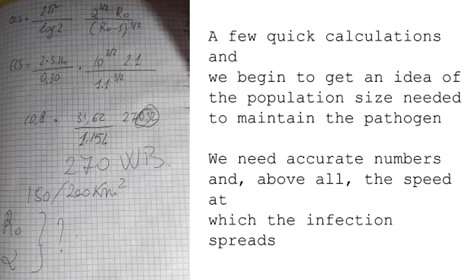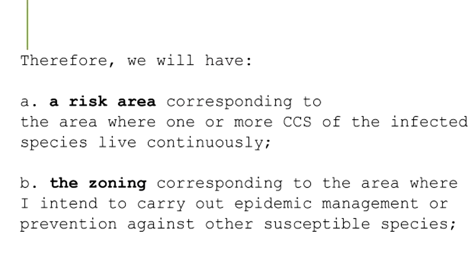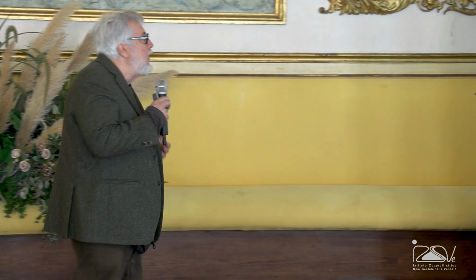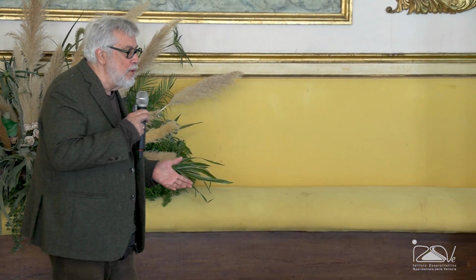We need accurate numbers and, above all, the speed at which the infection spreads. So we need to estimate several parameters, in particular this R0 and this alpha. Then, for example, in wild boar, we need 270 wild boar to maintain the virus for 1 year. And these 270 wild boar are the critical community size to maintain the infection for 1 year in our mountains.